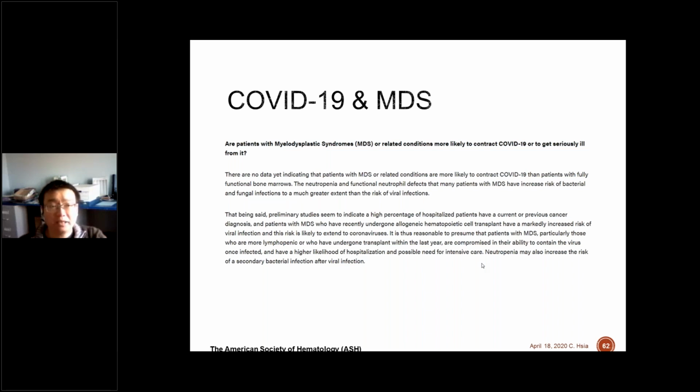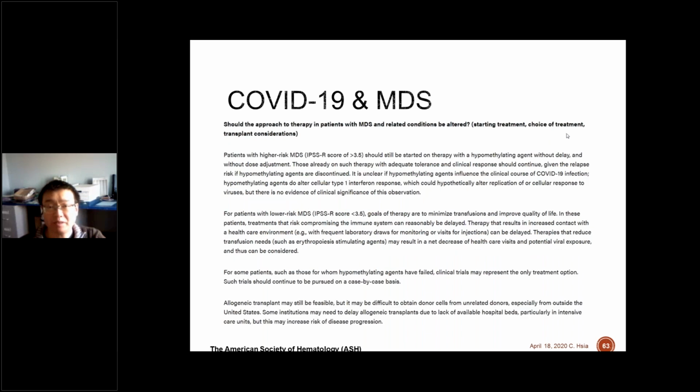Should the approach to therapy in patients with MDS and related conditions be altered, meaning starting treatment, choice of treatment, transplant considerations? So there's a lot in here to unpack, but I think it's important if you do have MDS and you're having this discussion with your physician to think about, okay? So remember we said MDS is not one disease.